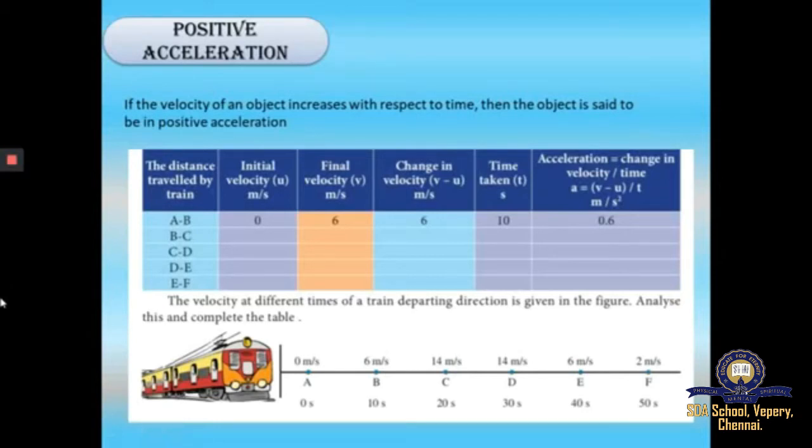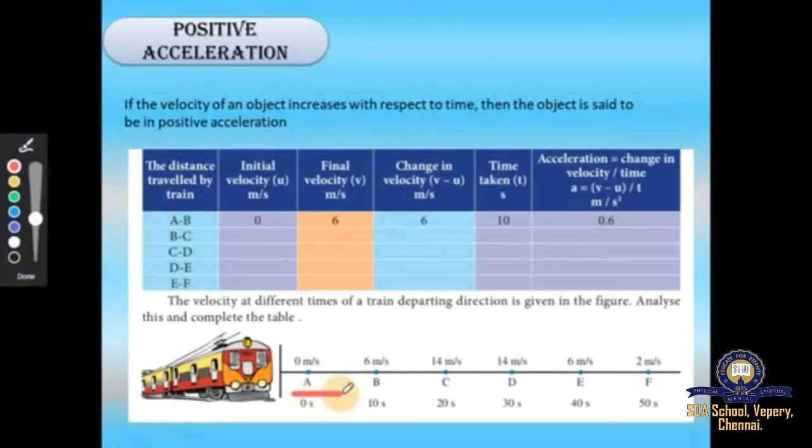Here, the velocity at different times of a train departing is given in the figure. So if you see, the distance travelled by the train from A to B is given.